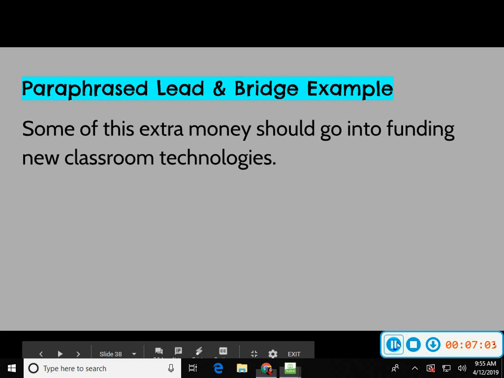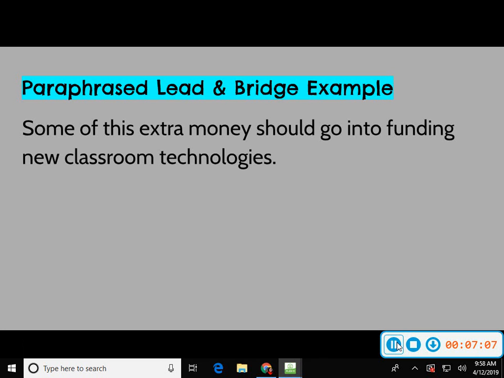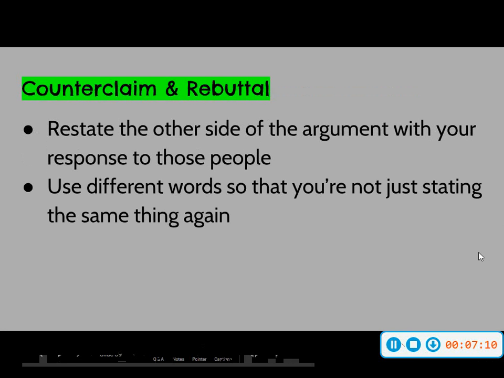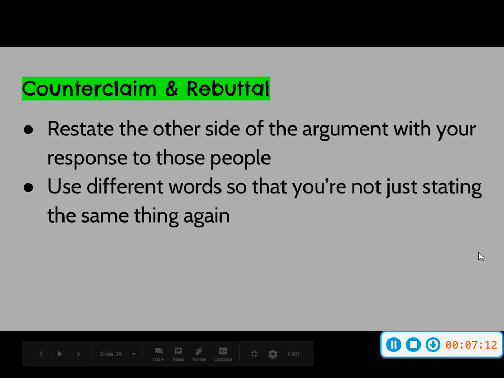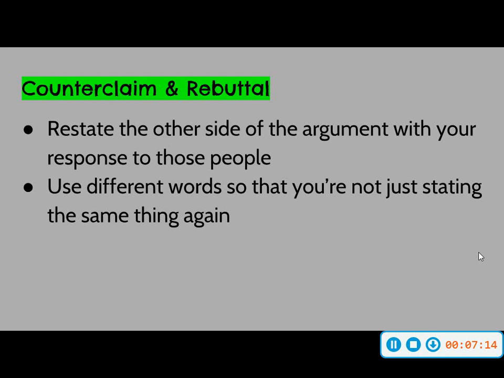Okay, let's go ahead and move on to your counterclaim and rebuttal. So this is where you are going to reword your counterclaim and rebuttal. So you're going to restate the other side of the argument with your response to those people. Use different words so that you're not just stating the same thing again. Now, this is where I have a little bit of a sentence starter for you.